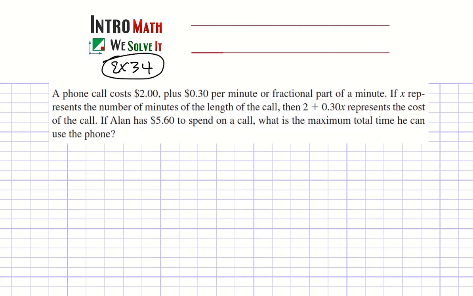Okay, so this is, let me see, what is this? A phone call costs $2 plus 30 cents per minute, or fractional part of a minute. If x represents the number of minutes of the length of the call, then 2 plus 0.30x represents the cost of the call. If Alan has $5.60 to spend on a call, what is the maximum total time he can use the phone?